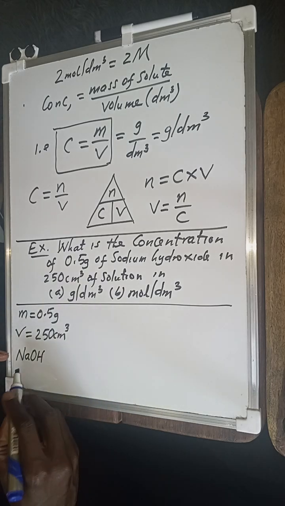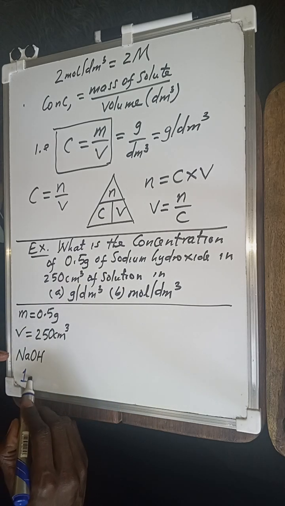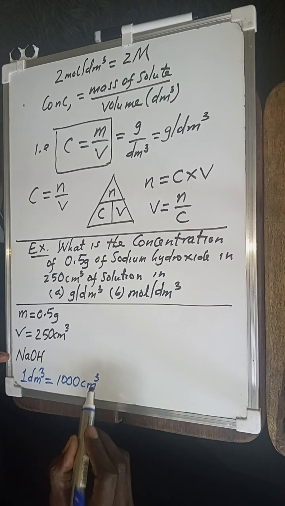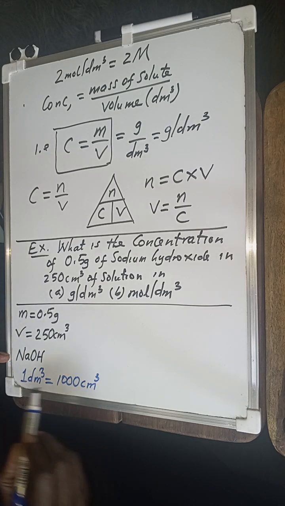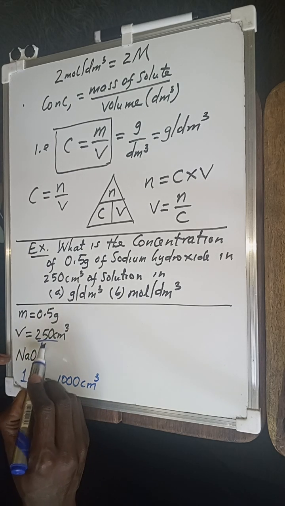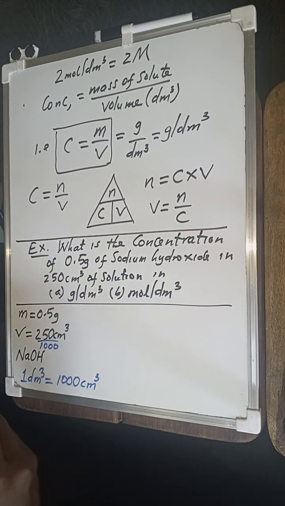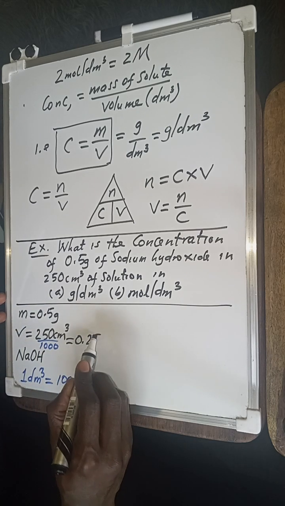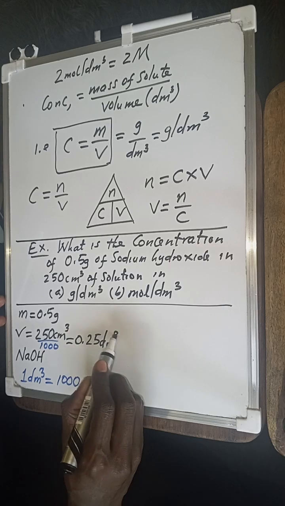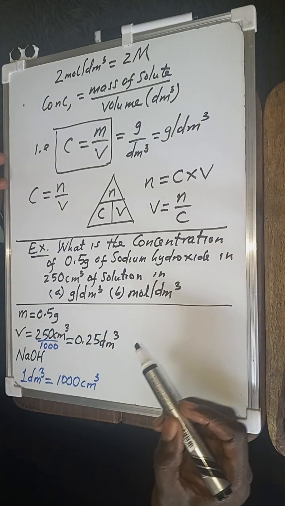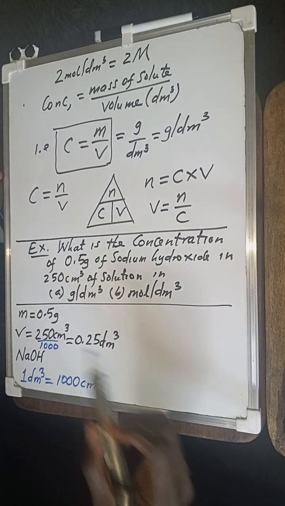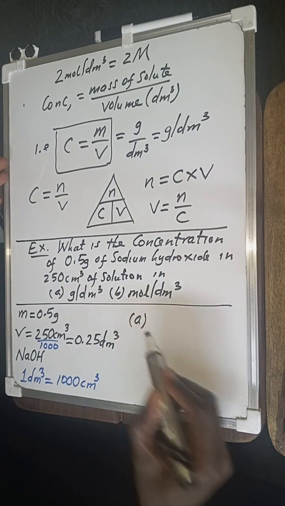Well, you need to remember that 1 cubic decimeter is equal to 1000 cubic centimeter. So you can carry out a conversion. If you were to convert this one, you just need to divide by 1000. Don't be wasting your time. Just divide it by 1000, which will give you 0.25, and that is going to be in cubic decimeter. So now if you notice, they want us to express it in gram per mole. So we can do the first one there.